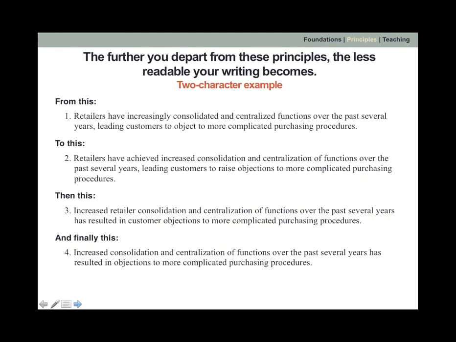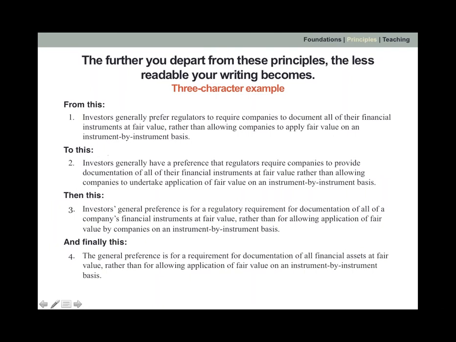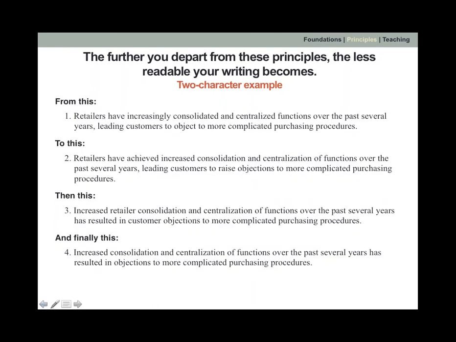As we depart from these principles, you can actually see the clarity of a sentence begin to degrade. So in this version, this is a two-character example. You can see the sentences. The first version is a prototypically clear sentence. Retailers have increasingly consolidated and centralized functions.